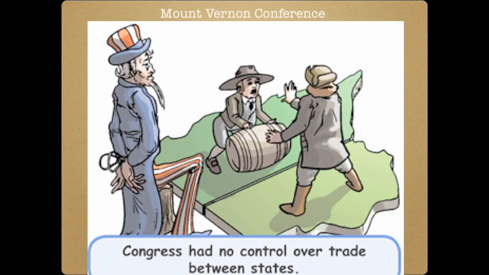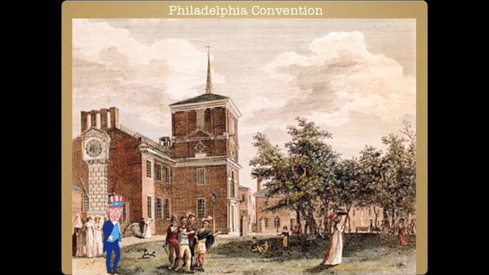Representatives from Maryland and Virginia met at Mount Vernon, Virginia in 1785 to discuss trade issues. The meeting was so successful that the Virginia General Assembly requested a meeting of all 13 states, which eventually became the Constitutional Convention in Philadelphia.